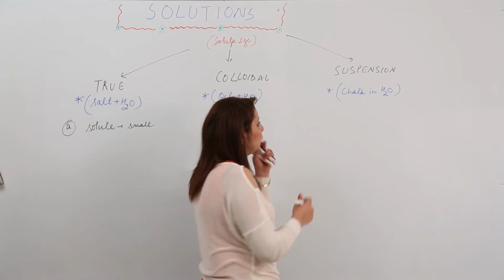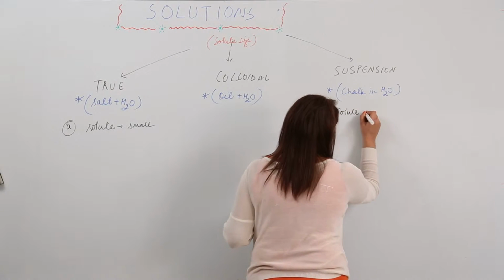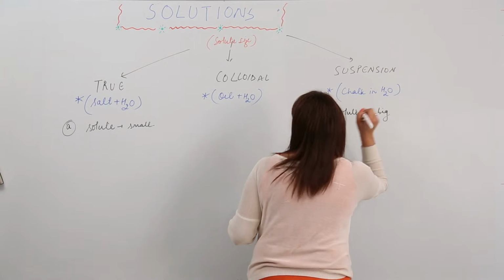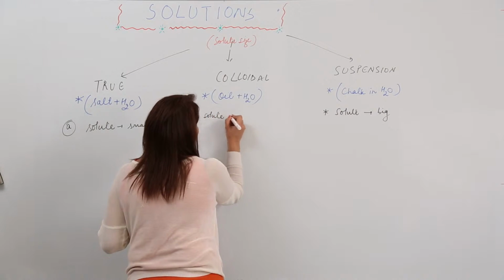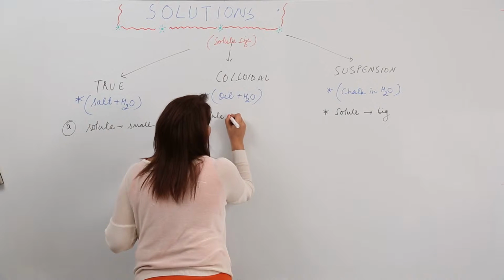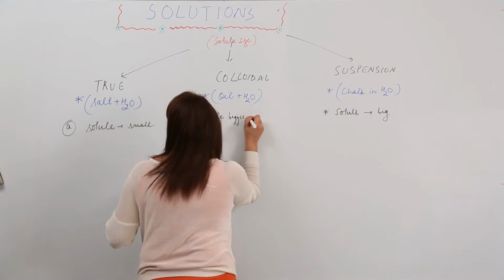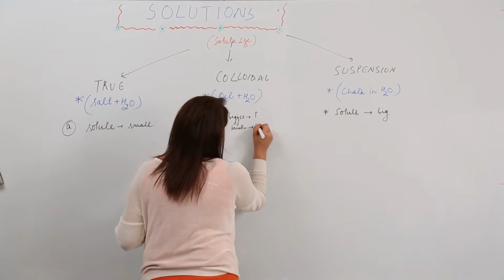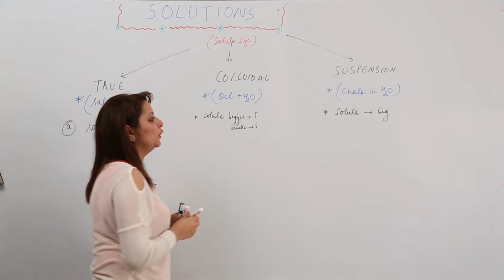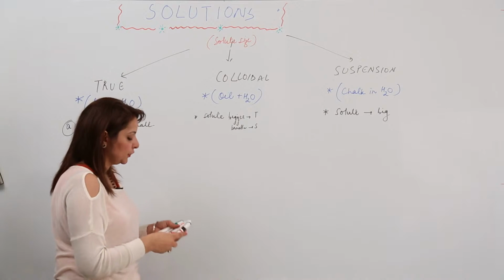The suspension is one in which the solute size is too big. And in the colloidal one, the solute size is bigger than the true one, but smaller than the suspension. So, the solute size is intermediate between the true solution and the suspension.